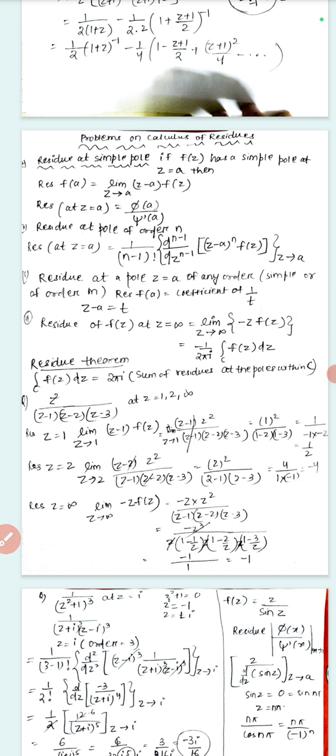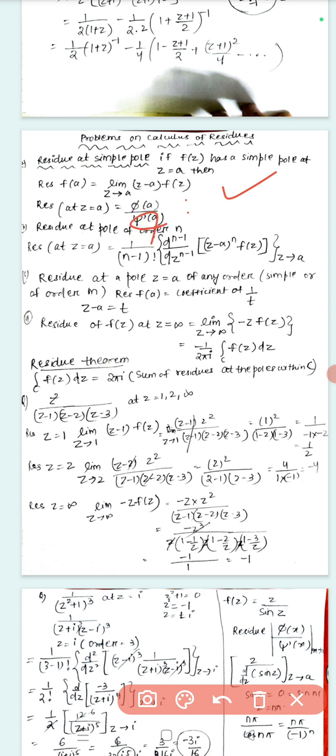These are some of the problems on calculus of residues. First, look at the formula. To find the residue at a simple pole, the formula is limit z tends to a of (z minus a) f(z). And if it is in fraction form, then take the derivative of the denominator part. Then for the residue at a pole of order n, you have to take this one. This is the formula, remember this.